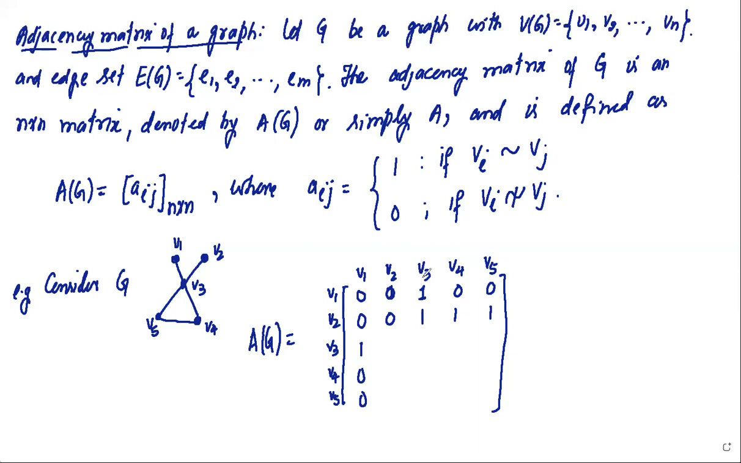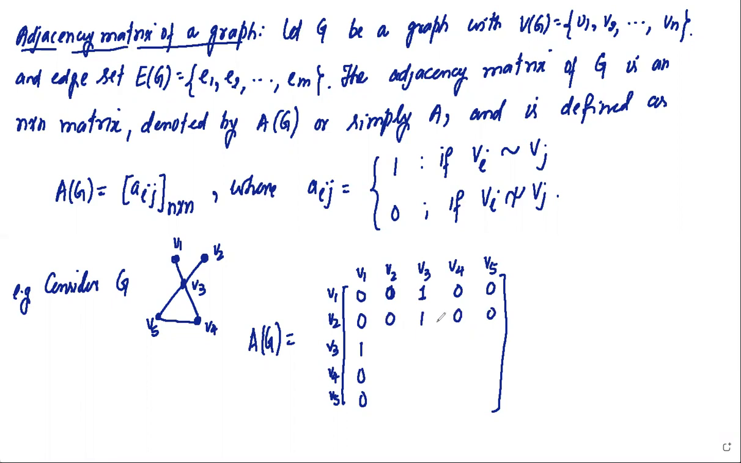So V2 is adjacent with V3. It's also adjacent with V4. So actually we have made a mistake here. Here we are actually calculating what V2 is adjacent with. So here V2 is adjacent with V3. V2 is not adjacent with V4, and V2 is also not adjacent with V5. So here we have these entries as zeros.